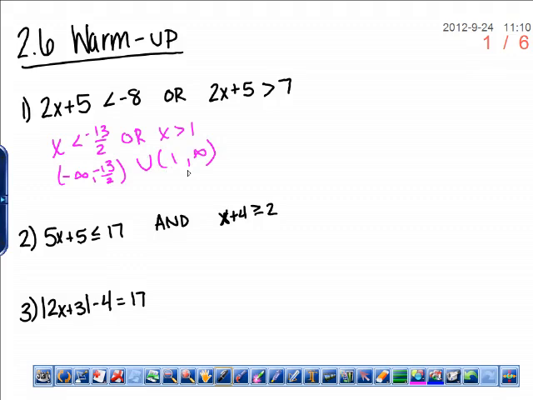When you subtract 5 from both sides, you're going to have negative 8 minus 5, which is negative 13. Any other questions on number 1? Okay. On number 2, as an inequality, you should have gotten negative 2 is less than or equal to x is less than or equal to 12/5. And as an interval, you should have gotten bracket negative 2, comma 12/5. Questions on either of those?